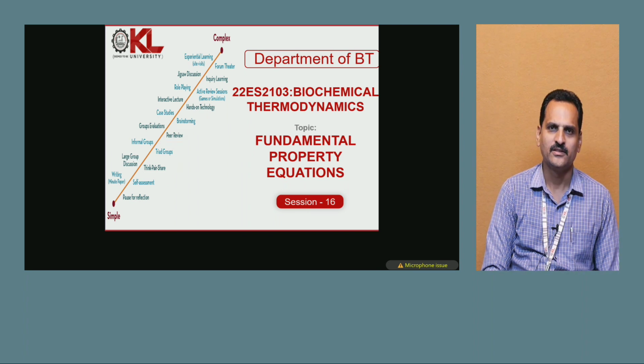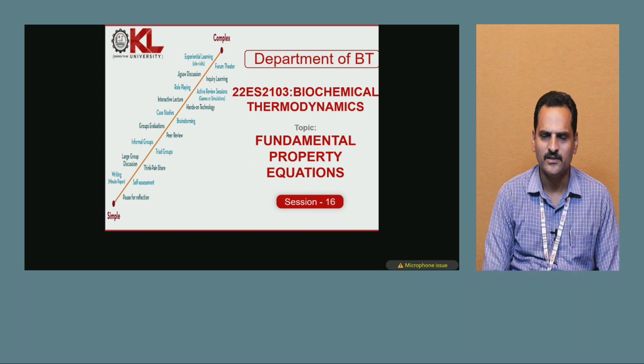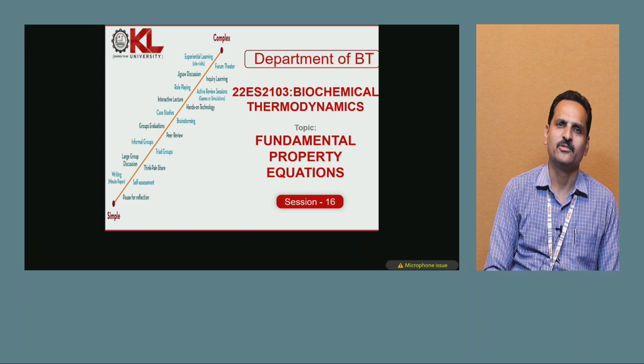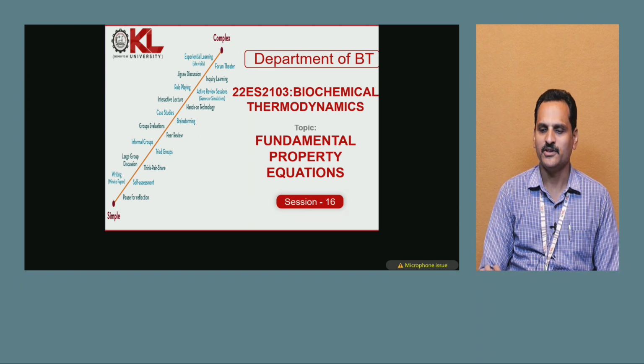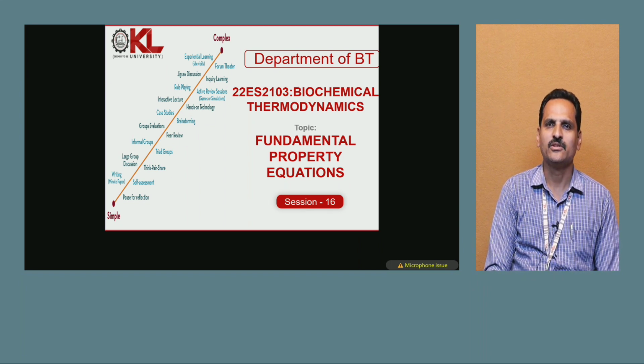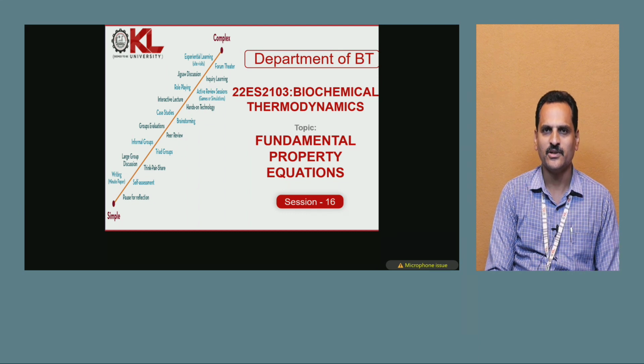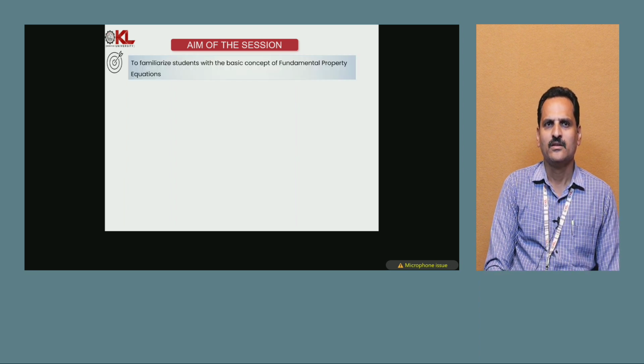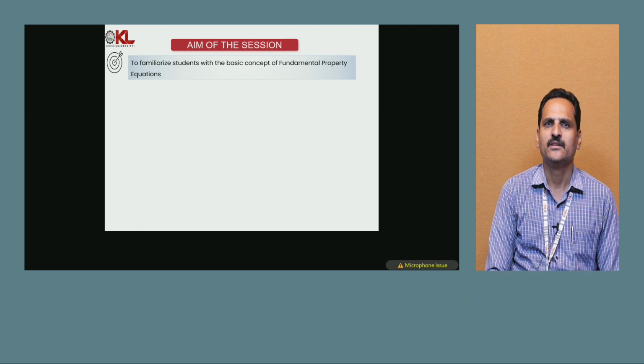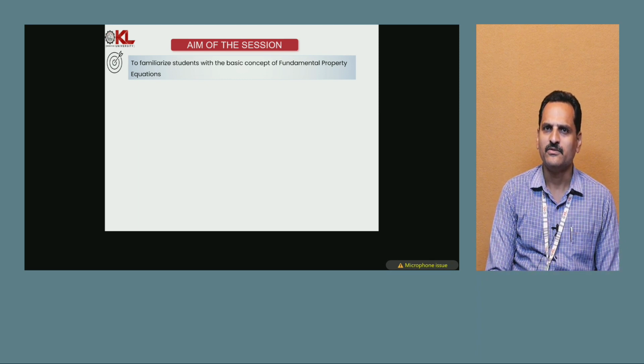Dear students, today I am going to discuss the fundamental property equations. This topic belongs to CO3, biochemical thermodynamics. Let's see the aim of this session. This session deals with the basic concepts of the fundamental property equations.